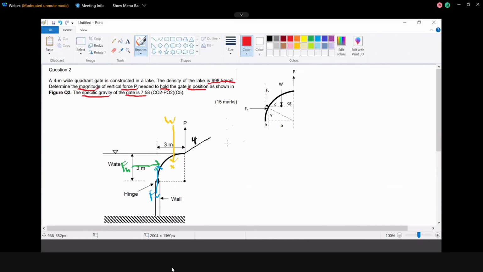Okay, so thank you. The total moment is equal to 0. So the first one is FH. For FH, what is its perpendicular distance? You can see from this picture. What is the alphabet for the perpendicular distance for FH? Is it A, Y, B, C, or CG? What is the perpendicular distance for FH?